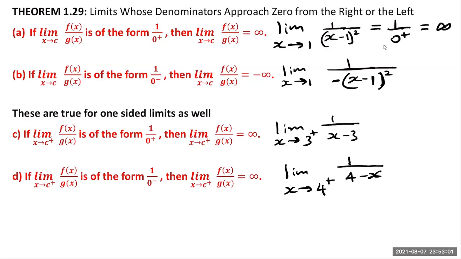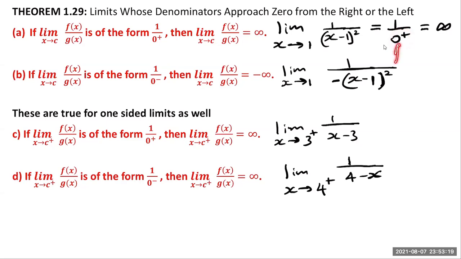You can experiment with these things actually. What do you mean by 1 over 0 plus? That means try to put some very small number here. You will see that this whole number is going to be a very big number when you put a very small number in the bottom. That's the idea.